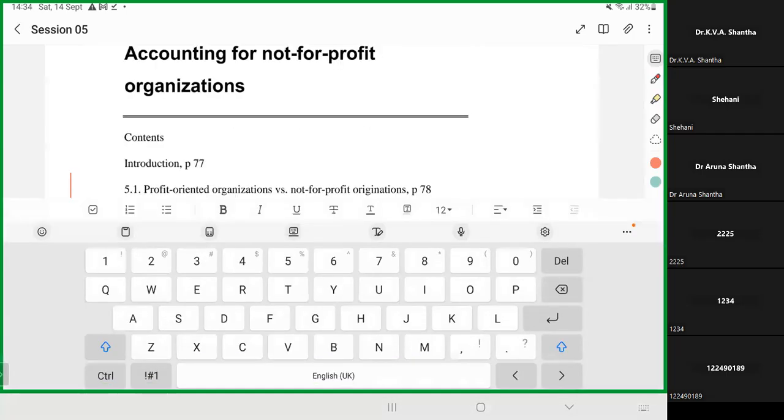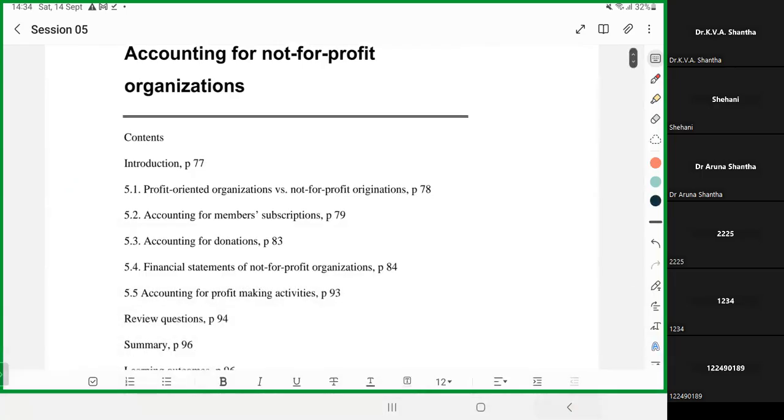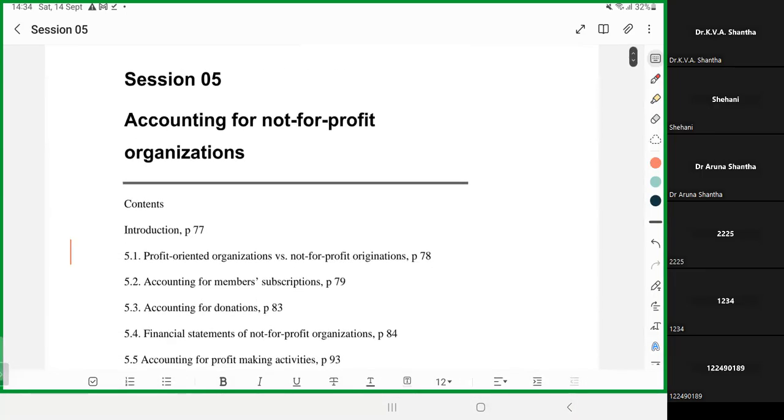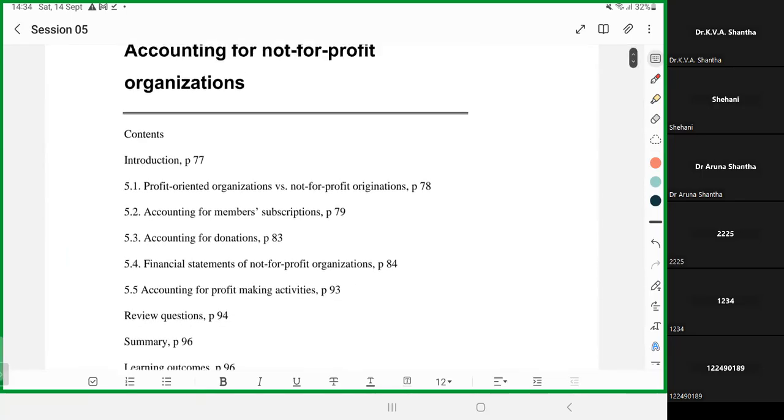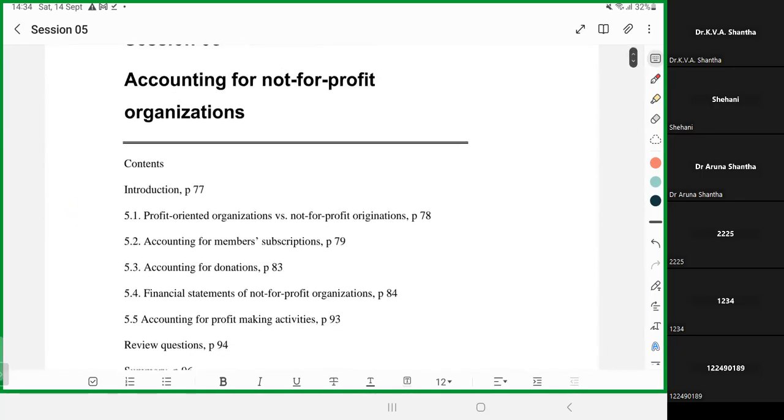Right. So let's start our session 5, accounting for not-for-profit organizations. Right. So for these organizations, the objective is not to make profits. It could be social welfare, promoting sports, welfare of the community.